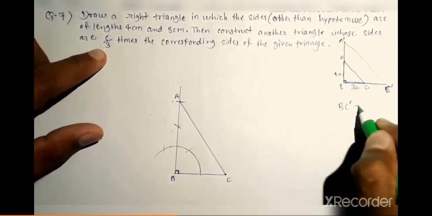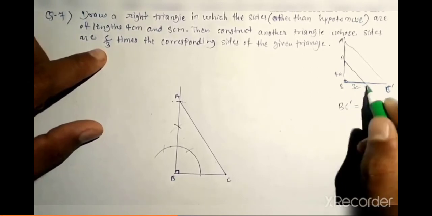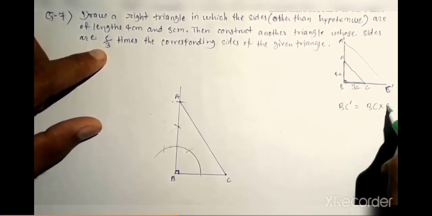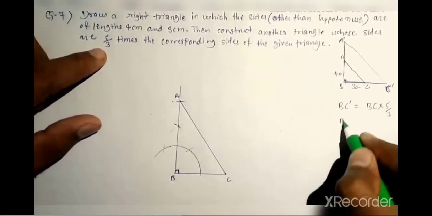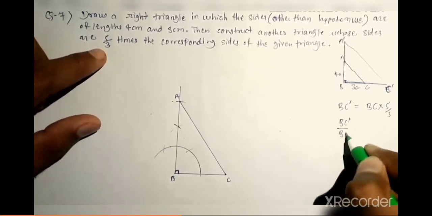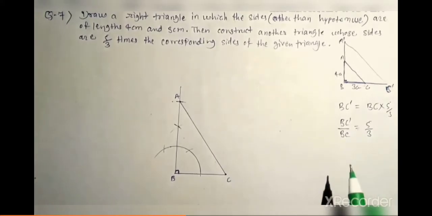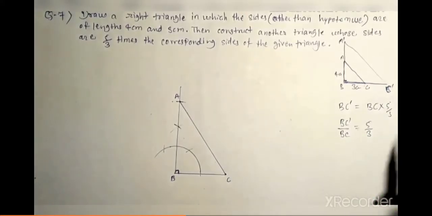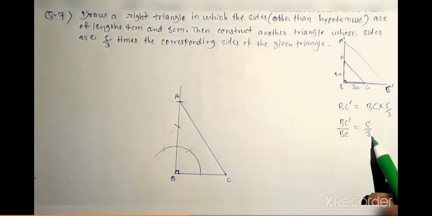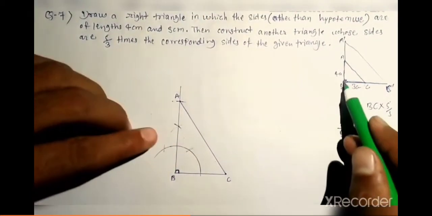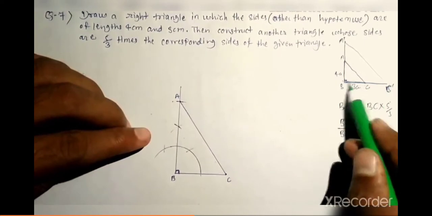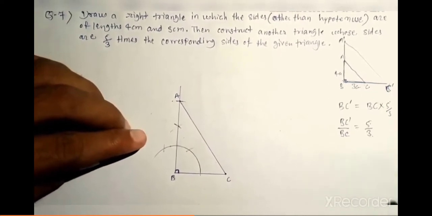BC dash will be 5/3 of BC, so BC dash by BC is equal to 5/3. That ratio we have to take. Let me see here how we are going to construct the 5/3 of this one. Now you know how to construct the 5/3. You have to take an acute angle.